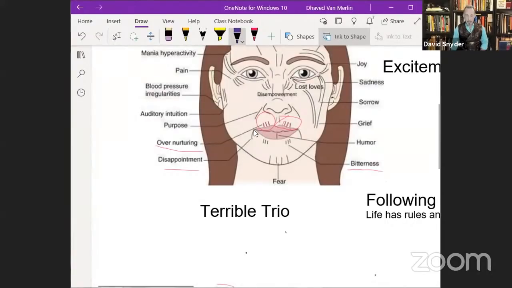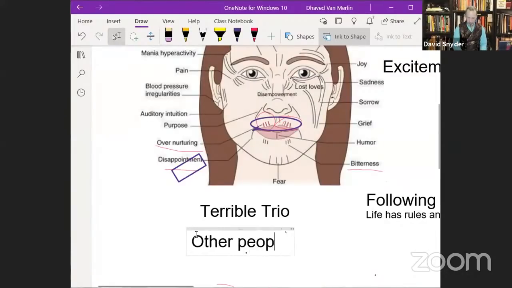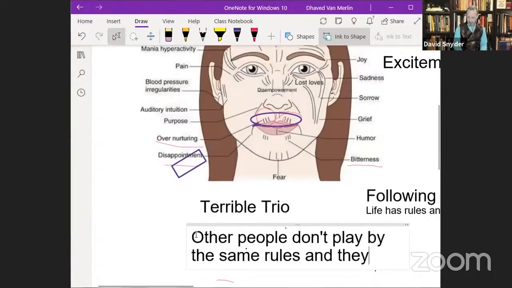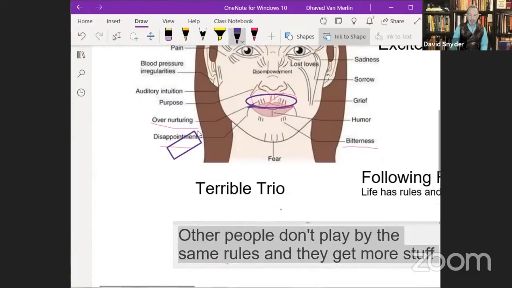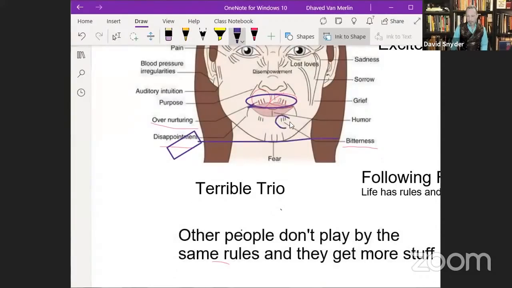Disappointment can be seen as a wrinkle at the corner of the mouth that trends downward. After so much over nurturing and not getting back, they develop these lines. When they realize that they're never going to get back what they put out, they develop disappointment lines. After a while, they start to see something else, and that is this: other people don't play by the same rules, and they get more stuff. After seeing that for a certain amount of time, that disappointment can become bitterness, which is almost always seen as these horizontal lines directly below the lip.